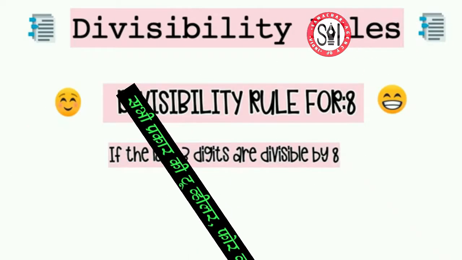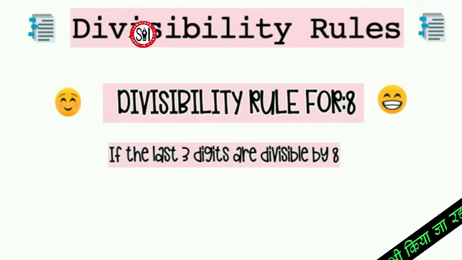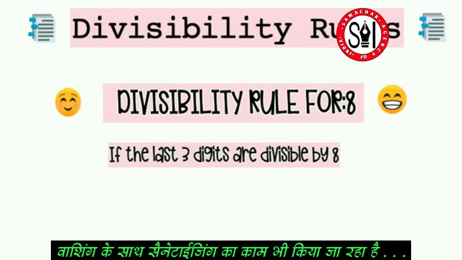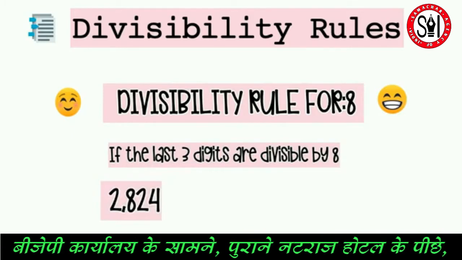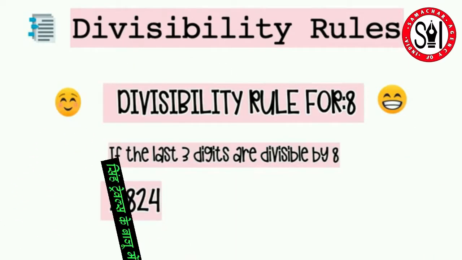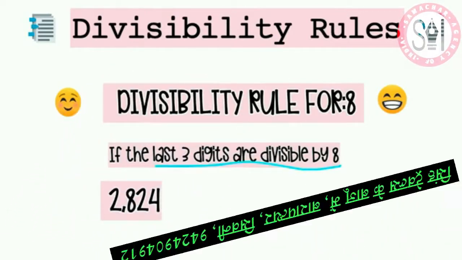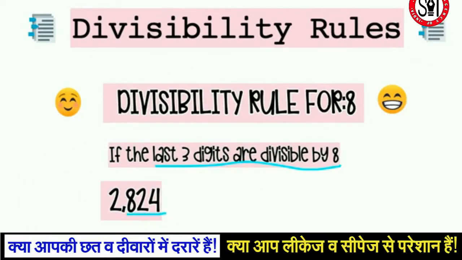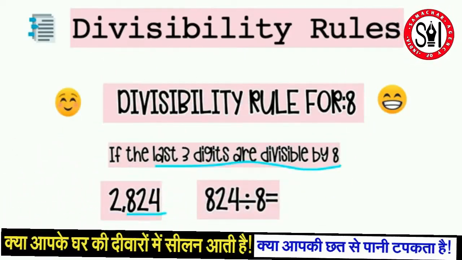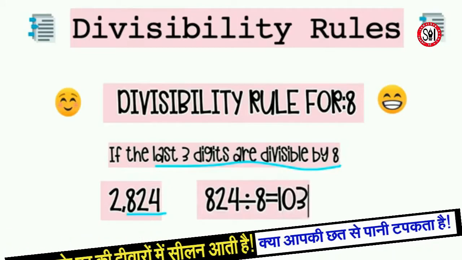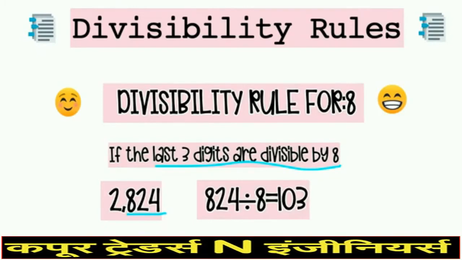So we're on to the divisibility rule for number 8. And it is if the last 3 digits are divisible by 8. So let's take 2,824 as an example. Let's check if the last 3 digits are divisible by 8. So let's take 824 and divide it by 8. So 824 divided by 8 is 103. So 2,824 is divisible by 8.